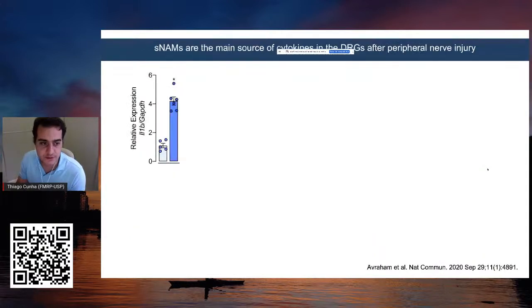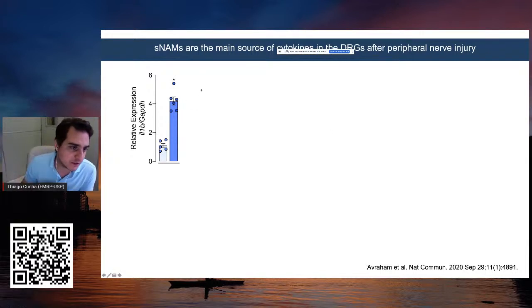after peripheral nerve injury. So the next question of our study was, what is the mechanism by which these macrophages are driving neuropathic pain? They are important for neuropathic pain, and there is evidence that maybe they could produce cytokines after peripheral nerve injury.